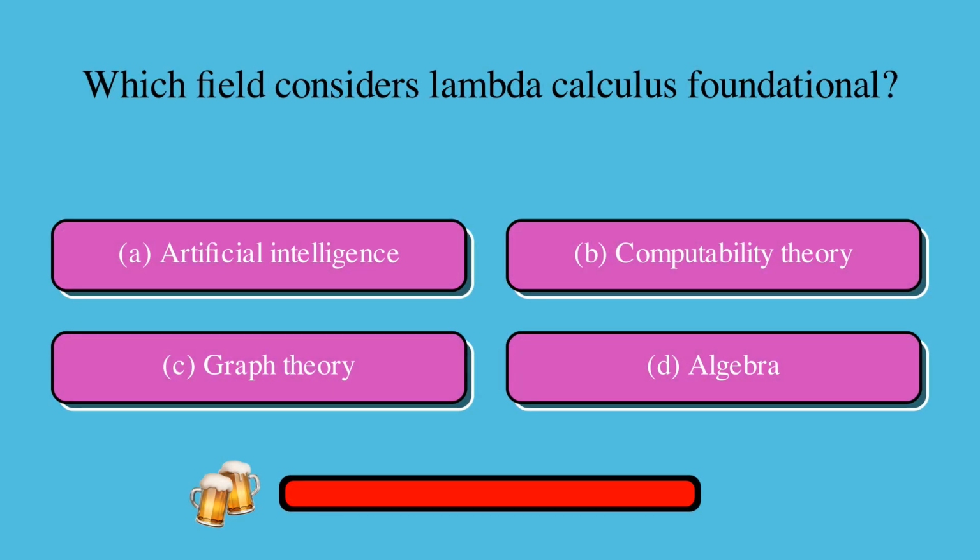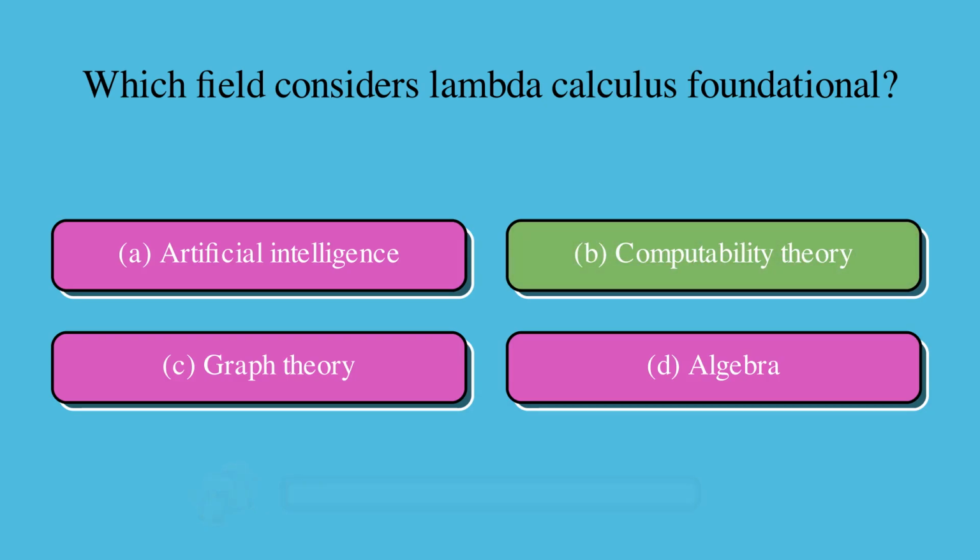Which field considers Lambda Calculus foundational? Is it A, artificial intelligence, B, computability theory, C, graph theory, or D, algebra? The correct answer is B, computability theory.